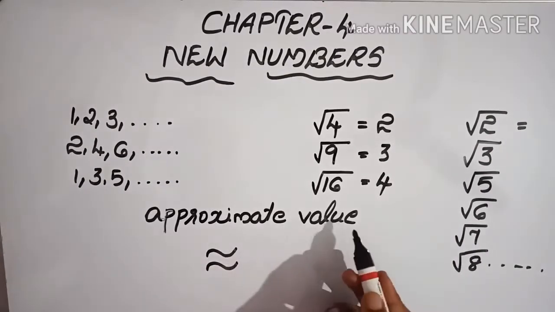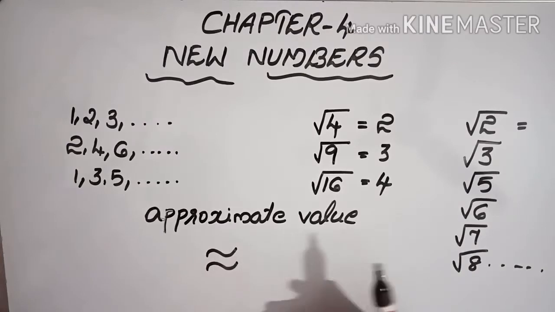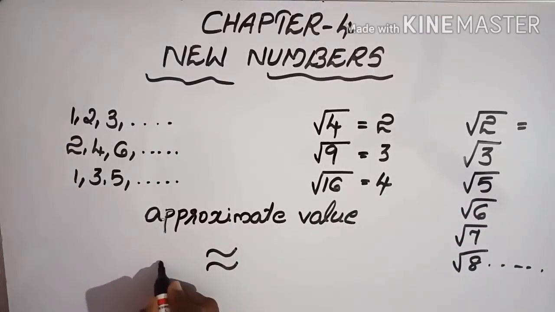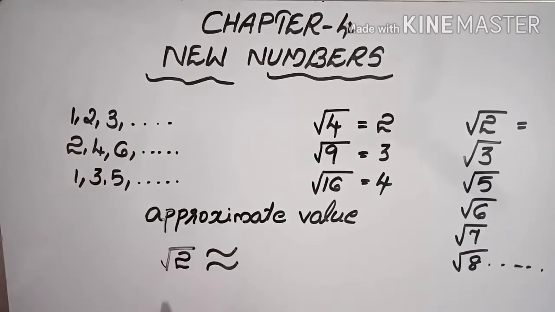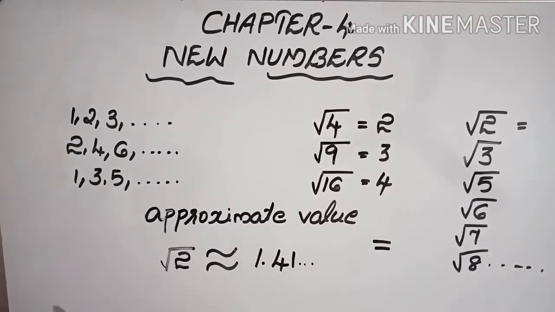That approximate value is denoted using this symbol. We use this symbol in order to write the approximate value of these types of numbers. For example, root 2 is approximately equal to 1.41. It is continuing. We can't write it as equal. It is not equal to 1.41 because it is continuing.